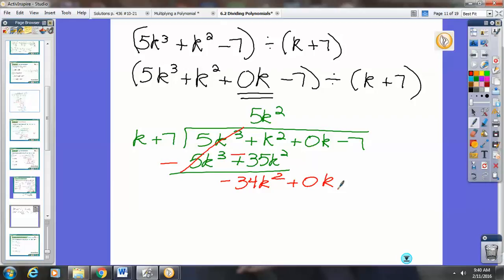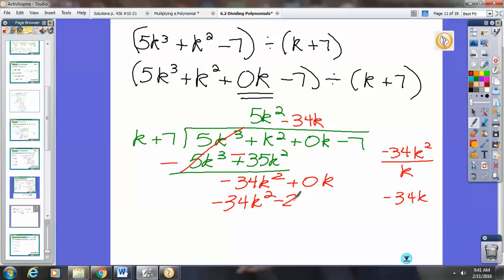How many times does k go into negative 34k squared? Just divide. Negative 34k squared divided by k. If you're having trouble thinking about it, just write it out. What is negative 34k squared divided by k? Negative 34k. Now, that has a k, so I'm going to write it above its like term, right here, negative 34k. Now distribute negative 34k times k, negative 34k squared. Negative 34k times 7, negative, it's a big number, 238k.